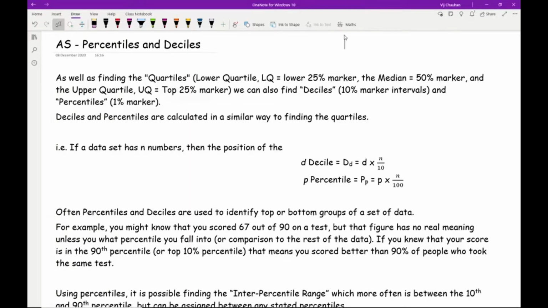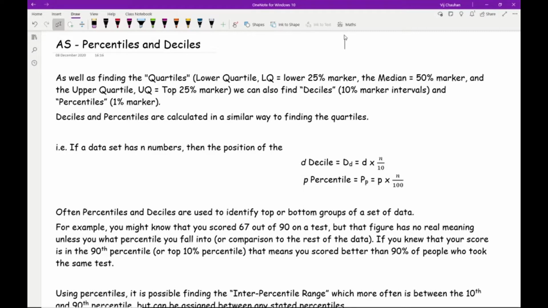So as well as finding the quartiles, where the lower quartile is the lower 25% marker, the median is the 50% marker, and the upper quartile is the top 25% marker, we can also find what we call the deciles, which are the 10% marker intervals, and the percentiles, which are the 1% markers. Now deciles and percentiles are calculated in a similar way to finding the quartiles. So for example, if a dataset had n numbers, then the position of the d decile will be d times n over 10, and the p percentile will be p times n over 100.